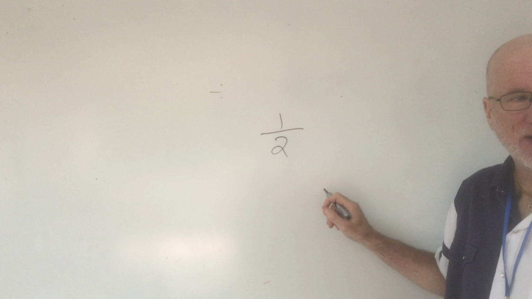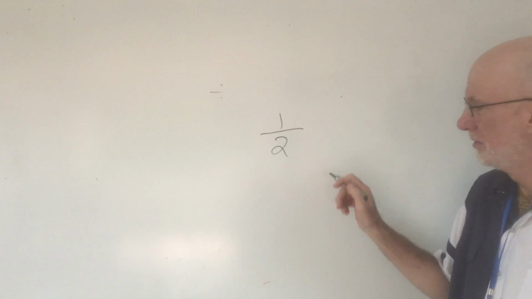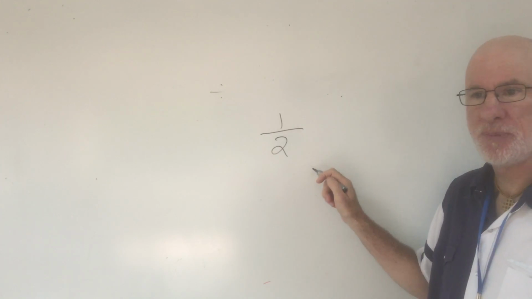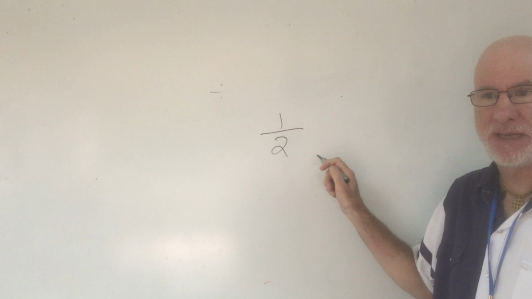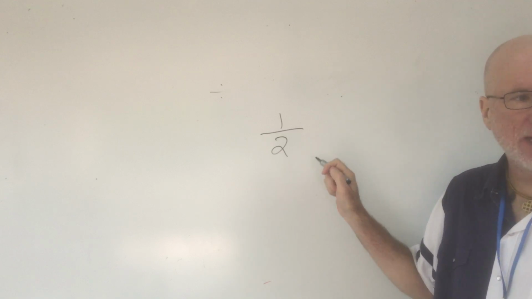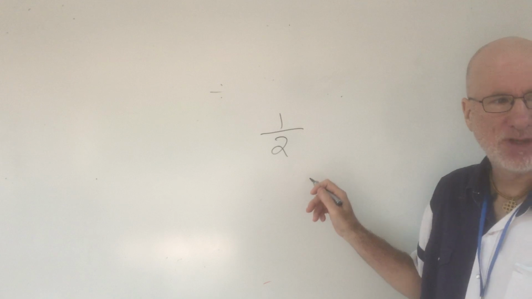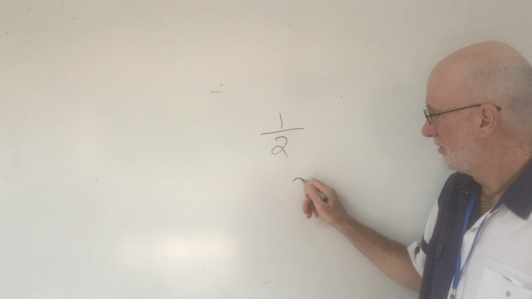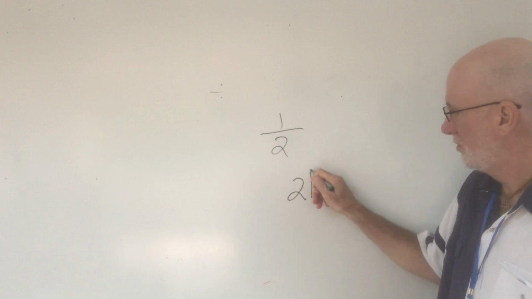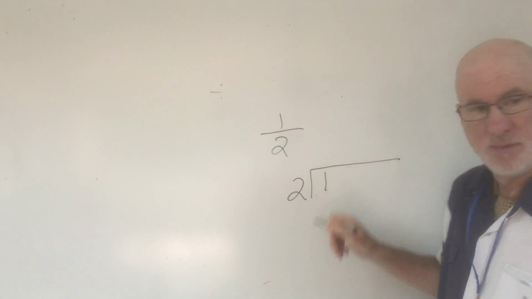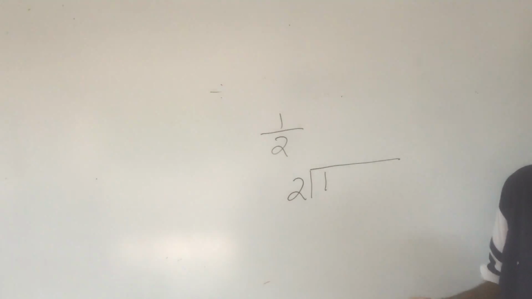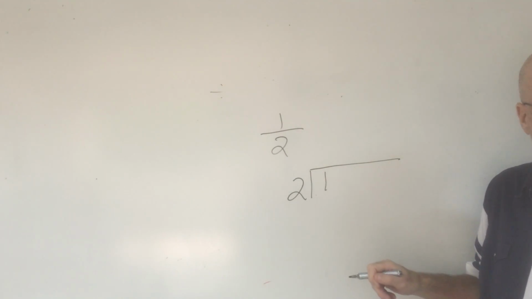Times 2. Veronica, what would I do? Times 2. No, I'm not multiplying. No, I want to get that to be a decimal. Veronica, any idea? You can do it. 2. Remember? Go ahead. What would I do?